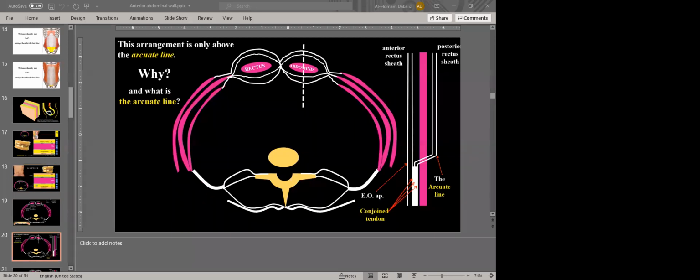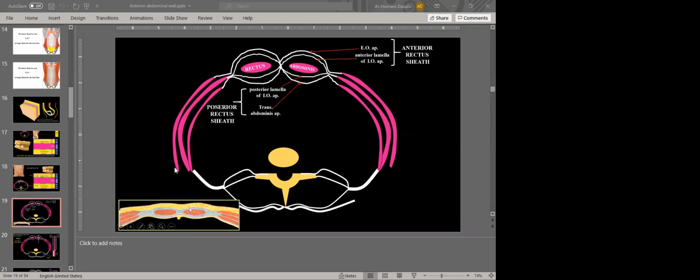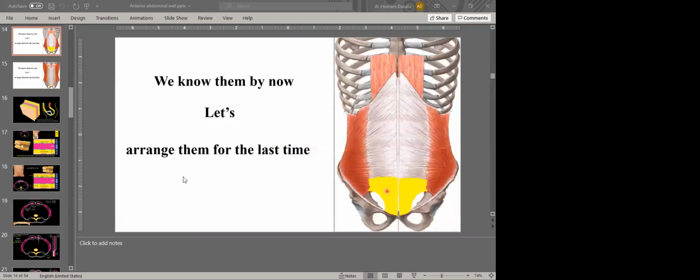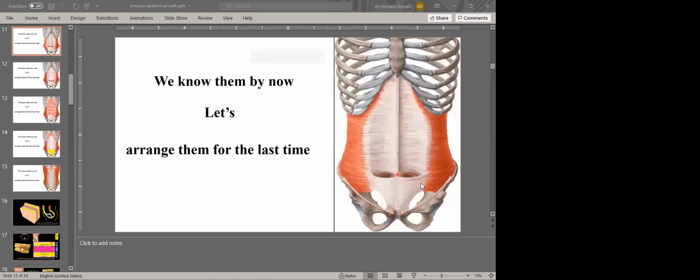Now let me see if I can find it in my book. Right here. It is formed by the aponeurosis of the internal oblique and the transverse muscles of the abdomen, and is inserted into the pubic tubercle and pubic crest. So right here, pubic tubercle, pubic crest. It strengthens the posterior wall of the inguinal canal. We'll mention that later. So the yellow thing over here that you see is the conjoint tendon.